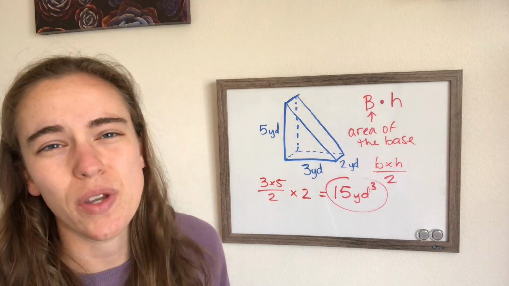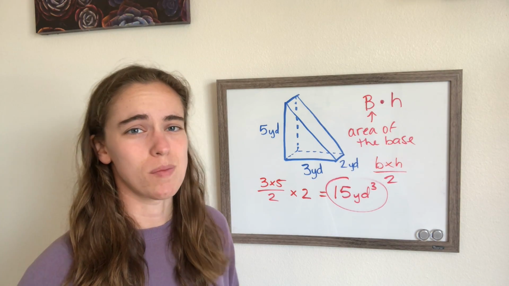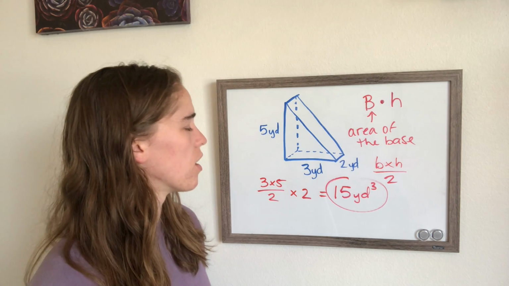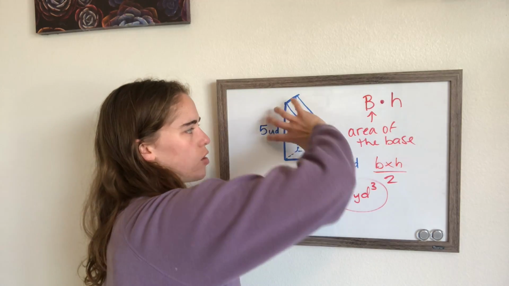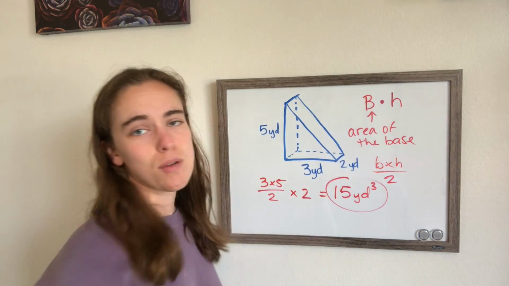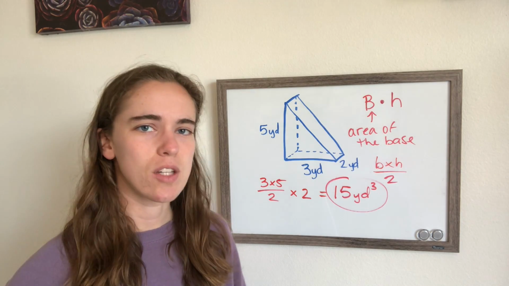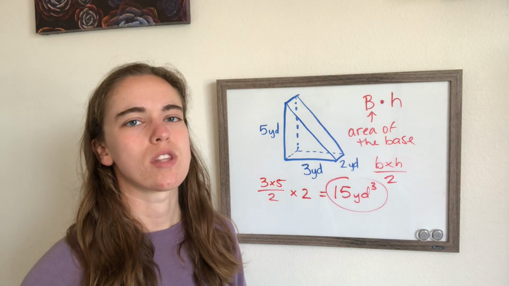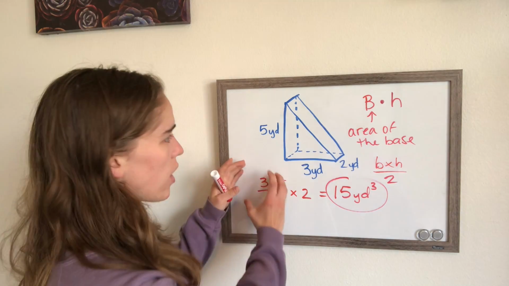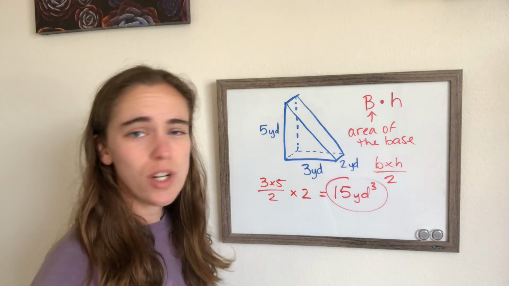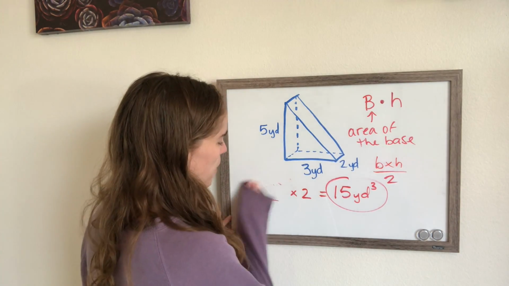Now, here's a shortcut you can actually use when you have triangular prisms. I actually like to use this one a little bit better. If I were to take this triangular prism and make a copy and rotate it, I would have a rectangular prism, which we know is length times width times height. So if this part, the capital B, confuses you for this one, you could also do it this way.